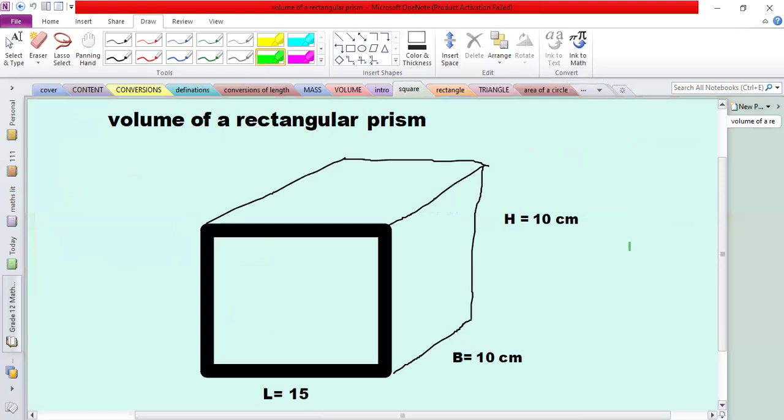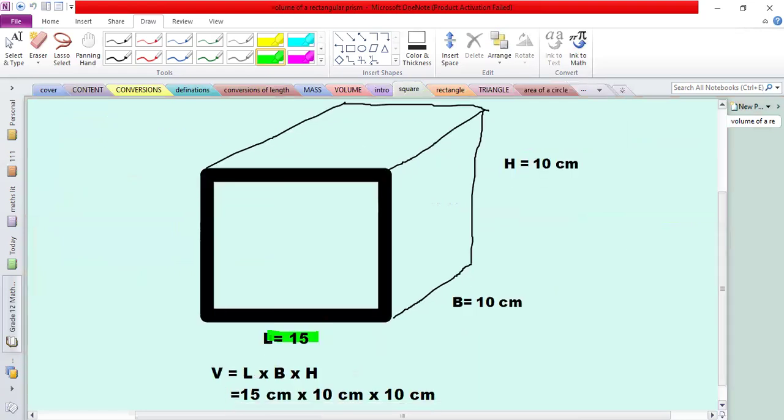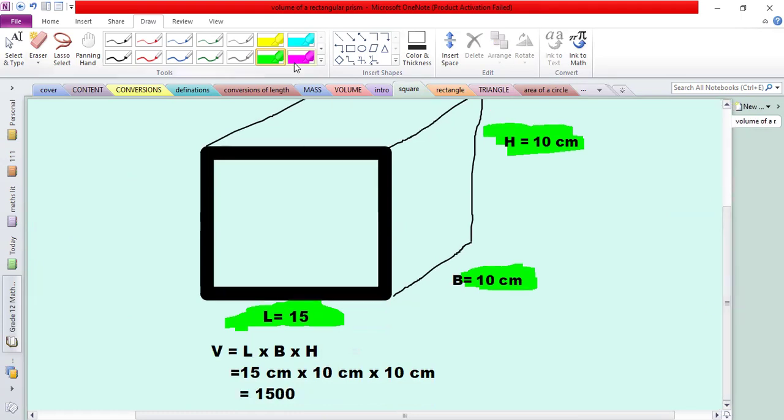Let's get to the volume of a rectangular prism. It's very simple. We must know the dimensions. I'm just doing a revision. We were talking about it yesterday. I want to talk about temperature and then we close this session. You have length, here you have breadth, and then here you have height. Your length is 10 centimeter. So the volume of a rectangular prism is length multiplied by breadth multiplied by height.